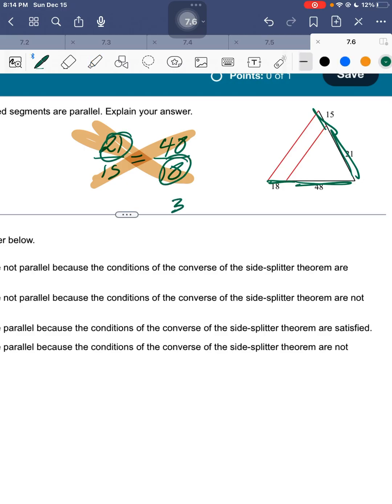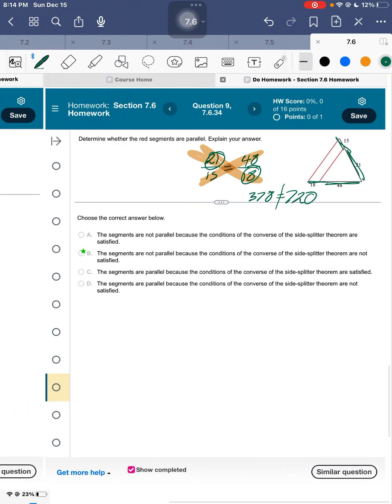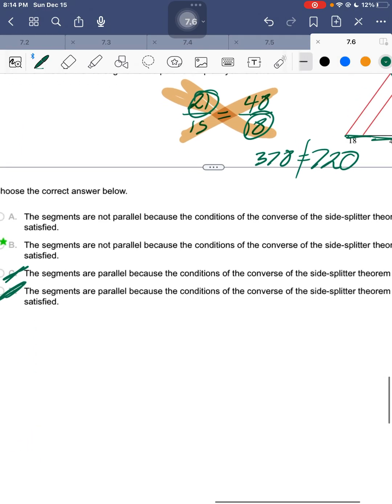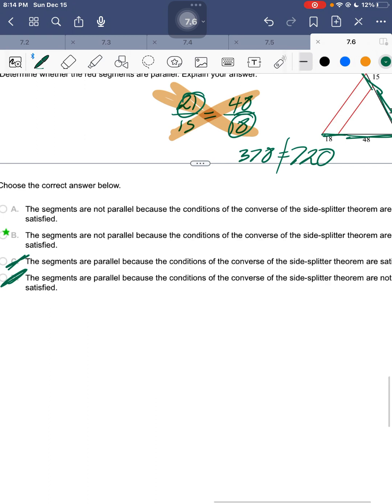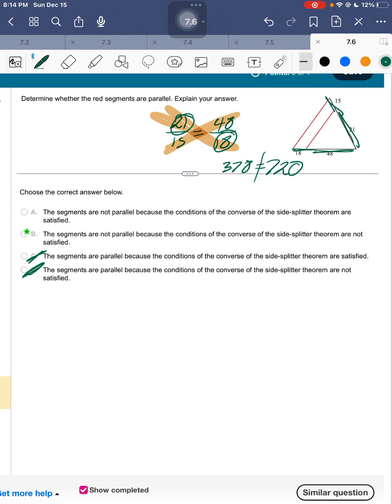So let's do 21 times 18, which is 378. So unless this equals also 378, our lines are not going to be parallel. So what's 15 times 48? 720. Since it's not equal, these lines are not parallel. So this is wrong.